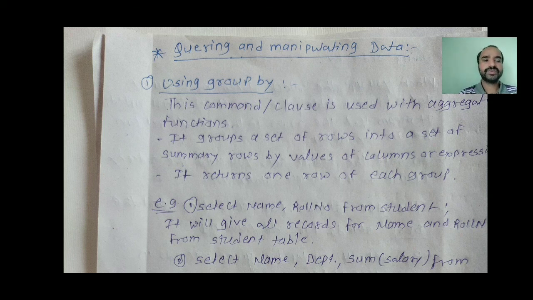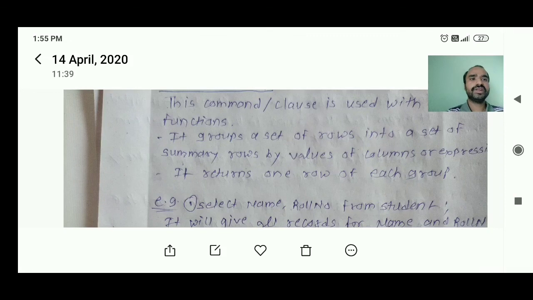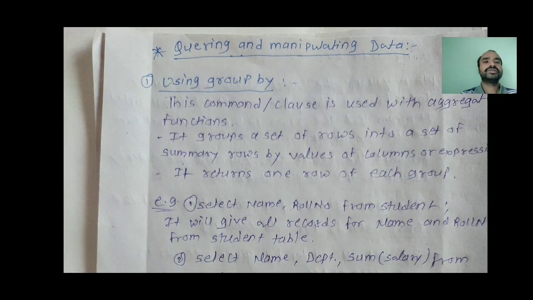First one is querying using group by. Mostly this clause is used with an aggregate function. All of you know what an aggregate function is: min, max, count, sum and average. These are the aggregate functions. When we use an aggregate function, it gives data from multiple rows in a single row, which means it is an abstraction of data of a database.